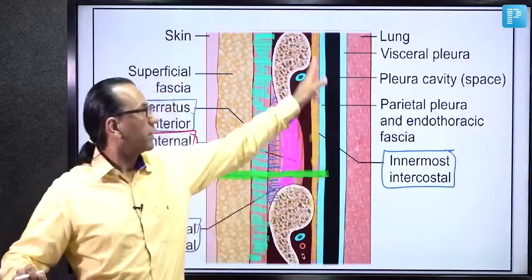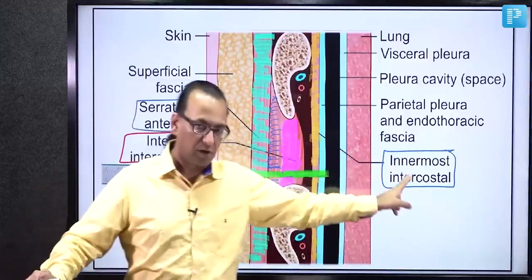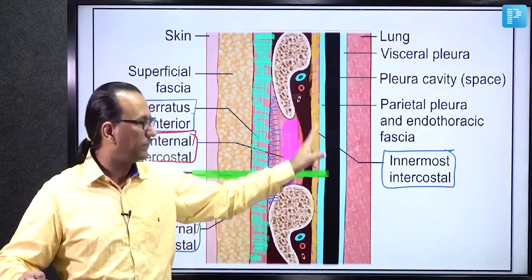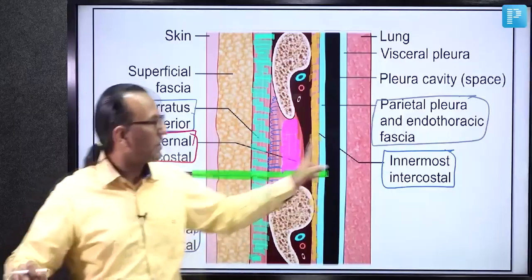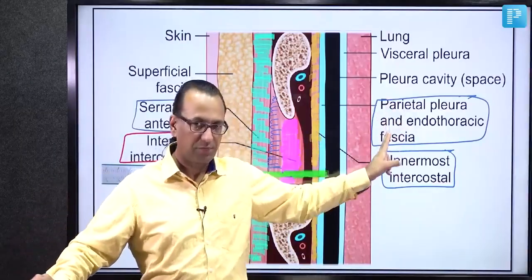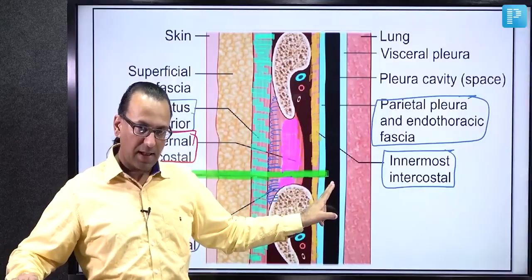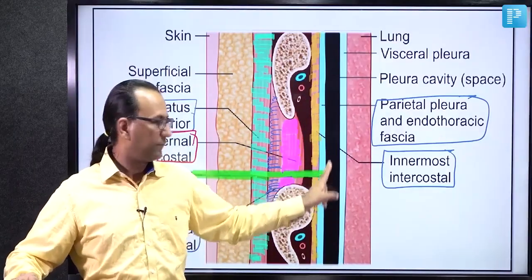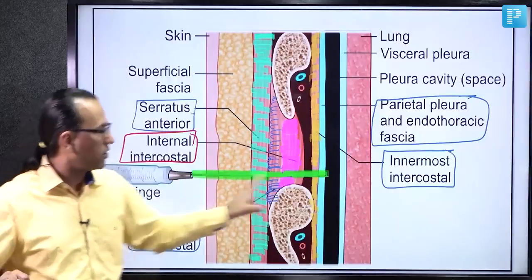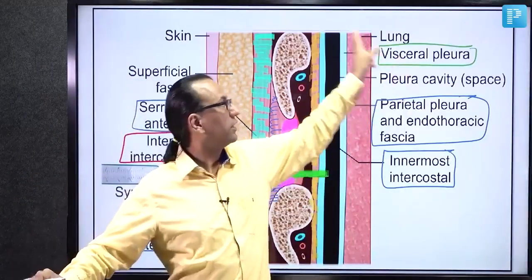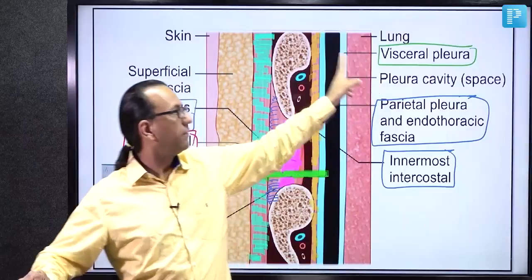bundle here. And after puncturing the innermost intercostal, you are puncturing a fascia, endothoracic fascia, which is actually fused with the parietal pleura. So since the parietal pleura is fused with the endothoracic fascia, you will puncture them simultaneously, and then your needle will enter the pleural space where you have pleural fluid. You can aspirate that. You are not supposed to puncture the visceral pleura, because if you puncture the visceral pleura, you will puncture the lung and air will come here.